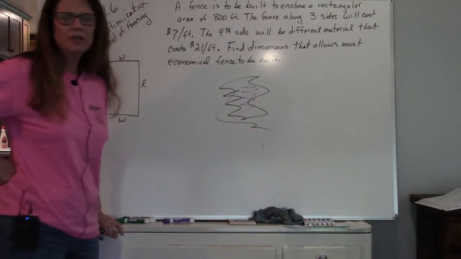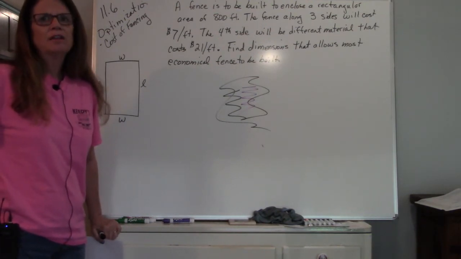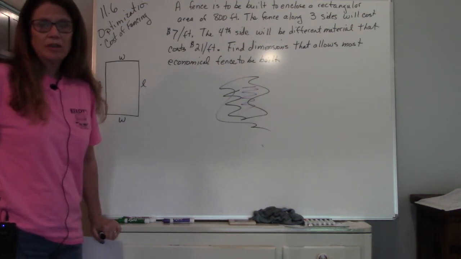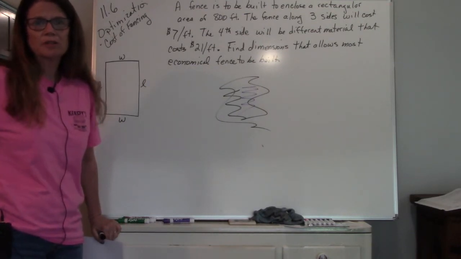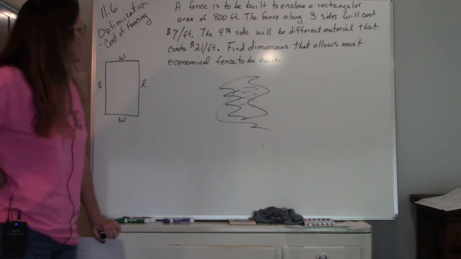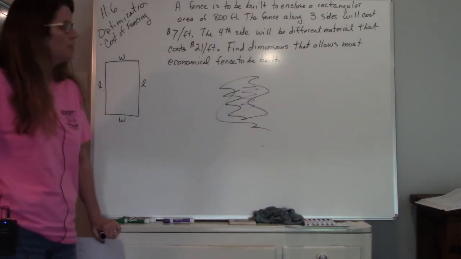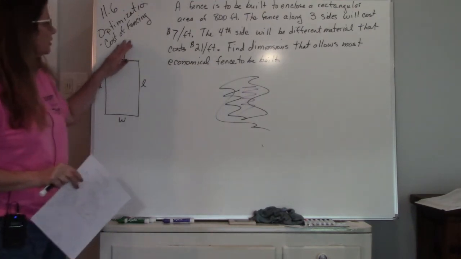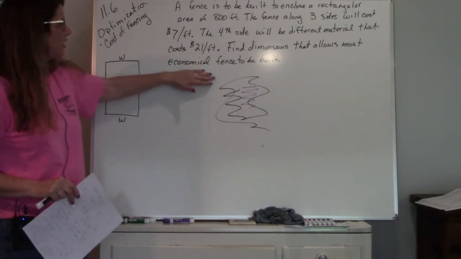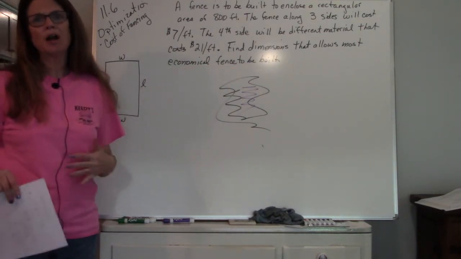Okay, so here's another type of problem. We've done minimum perimeter, and then we did price change types of problems, and you have two of those in your MyMathLab for 11.6 day 2. And then this is a third kind. So this is still dealing with fencing and perimeter and area, but this time we're looking for the most economical fence to be built. In other words, we want to have a minimum cost.